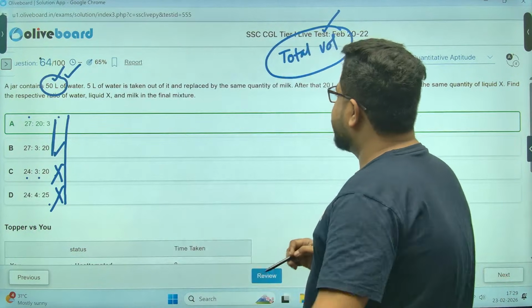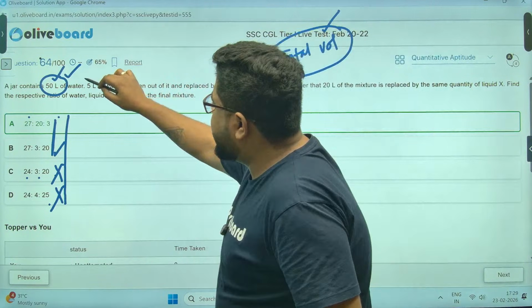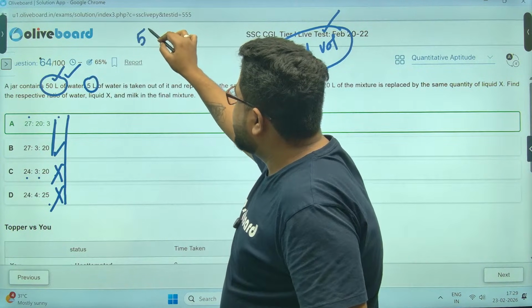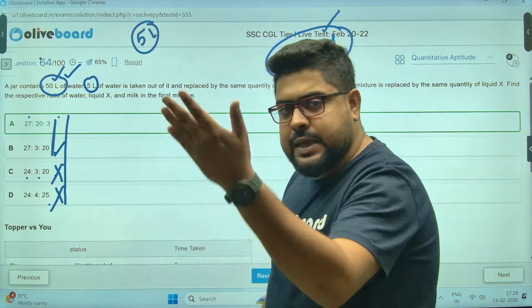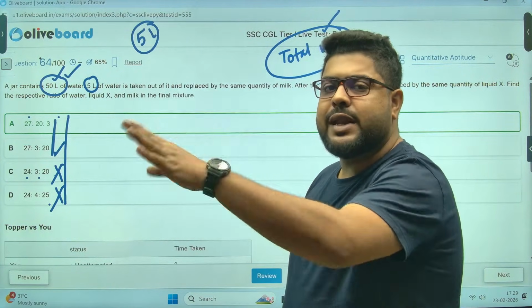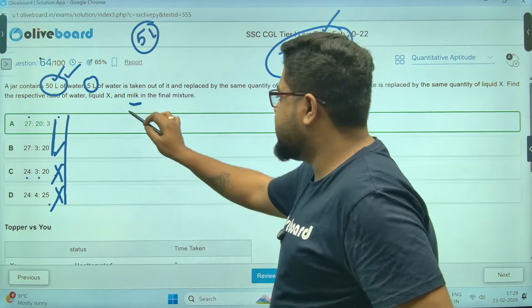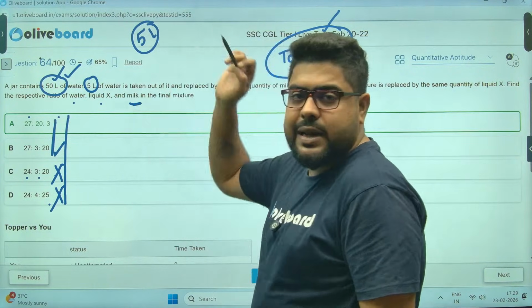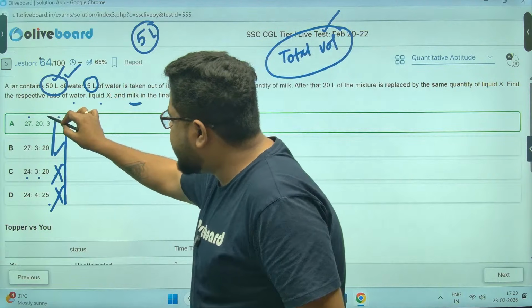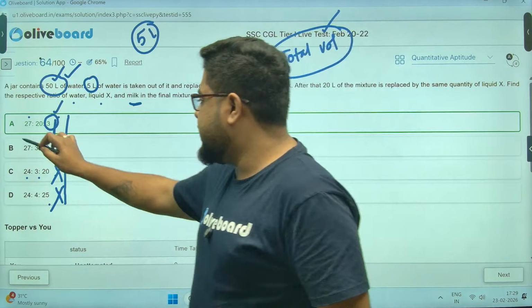Now, let's talk about milk. Sir, milk was only replenished 5 liters. After that, they have again taken some milk out, so my milk value has to be less than 5. And milk is the last part of the mixture. You see in the question, water, then X, then milk. So my answer has to be where the milk is less than 5. So this is your correct answer.